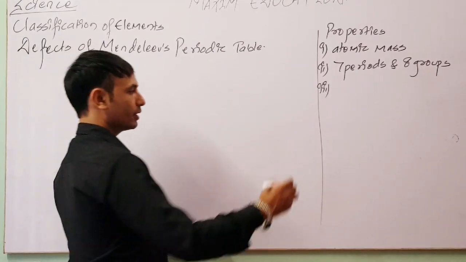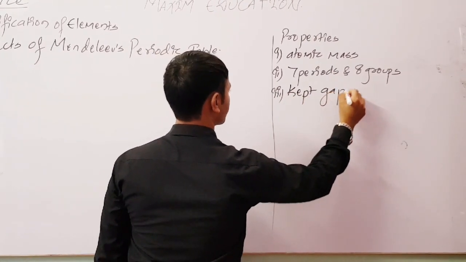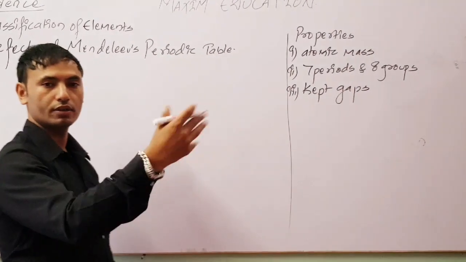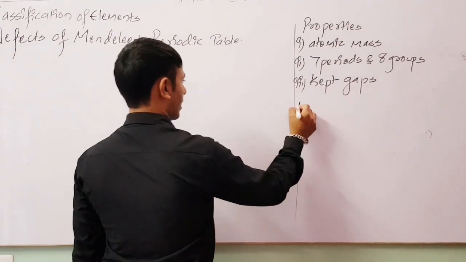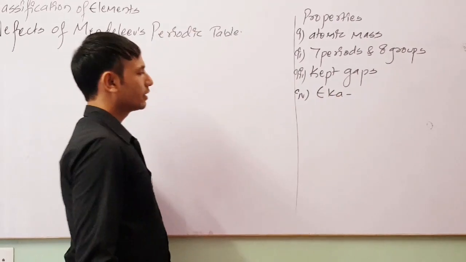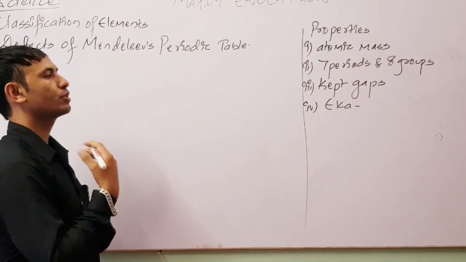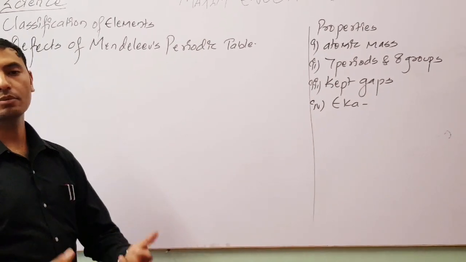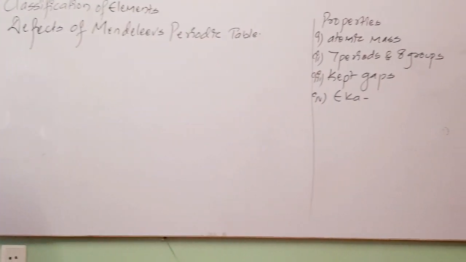He kept gaps in the periodic table for the place for newly discovered elements, and he gave the name Eka, so that the elements which were not known at that time could be given names in the coming future. These are the advantages or properties of Mendeleev's periodic table.